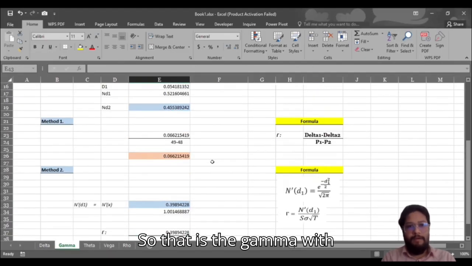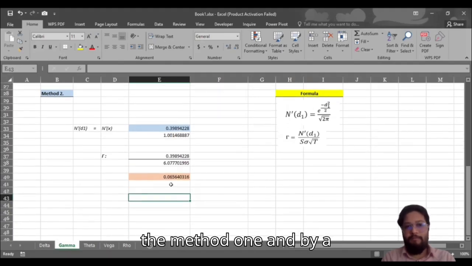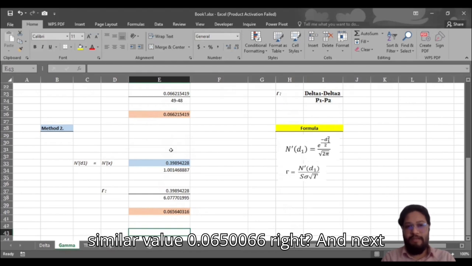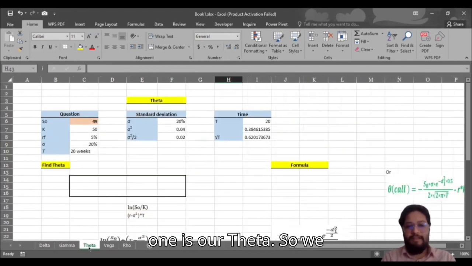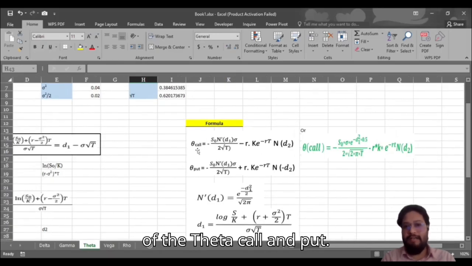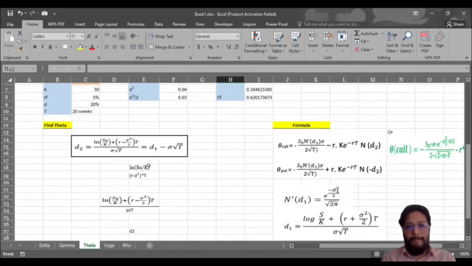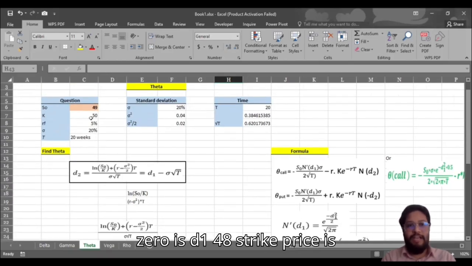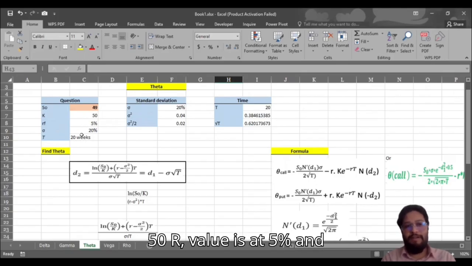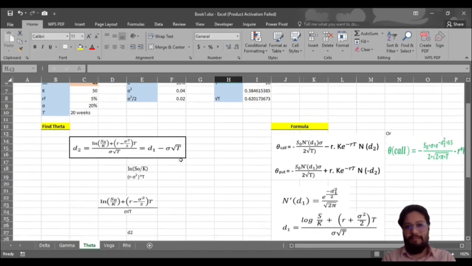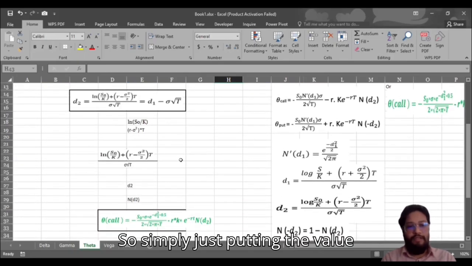So that is gamma with method 1 and method 2, and it is almost a similar value, 0.065 and 0.066, right? And the next one is theta. So we have the formula for the calculation of theta, call and put. We have a similar situation: S0 is 49, the strike price is 50, the risk-free rate is 5%, the standard deviation is 20%, and the time is 20 weeks. So we simply put the values in the formulas.